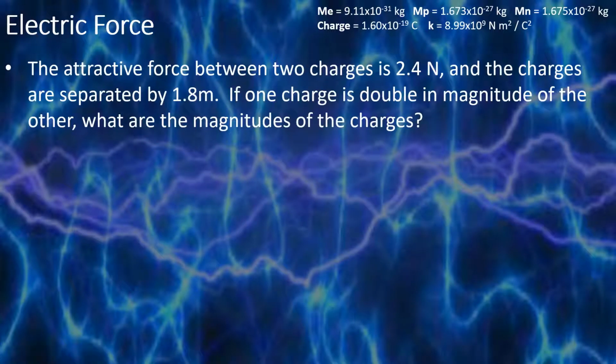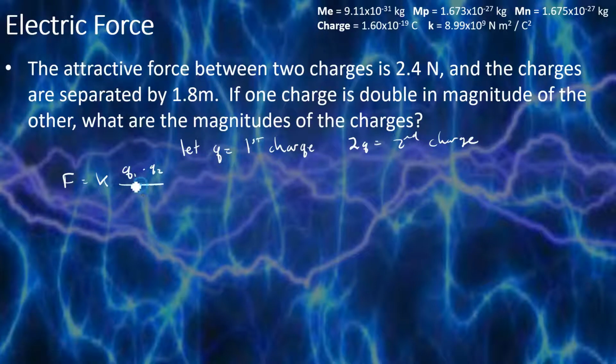Okay. The attractive force between two charges is 2.4 newtons, and the charges are separated by 1.8 meters. If one charge is double the magnitude of the other, what are the magnitudes of their charges? So I'm going to let Q equal the first charge, and since the other charge is double, 2Q equals the second charge. Okay, and here's our formula. So we'll start plugging in.